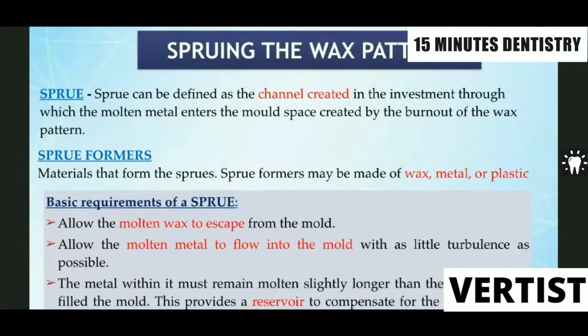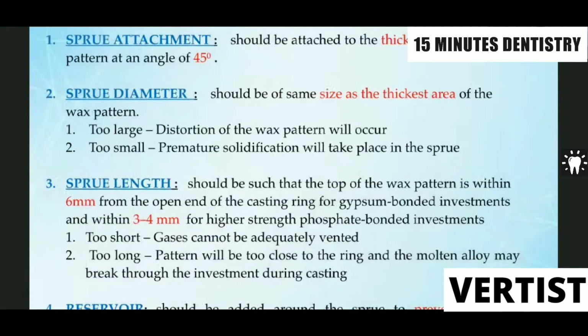And what are the basic requirements of the sprue? It should allow the molten wax to escape from the mold, should allow the molten metal to flow into the mold, and the metal within it must remain molten slightly longer than the alloy that has filled the mold. Therefore, it provides a reservoir to compensate for the casting shrinkage. So what is the role of a reservoir here? It compensates for the casting shrinkage. And what is a sprue and what is its requirement? It allows the escape of the molten wax and allows the flow of the molten metal into the mold. So these are the three reasons why we require a sprue.